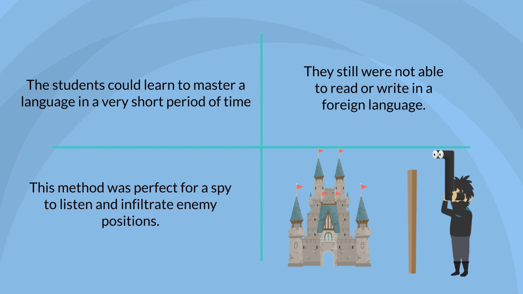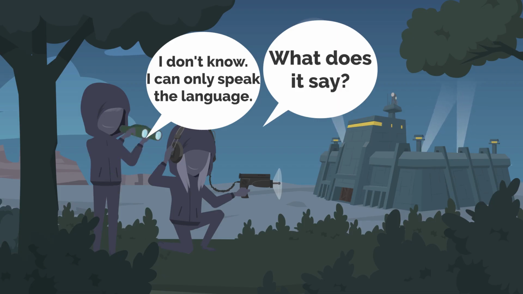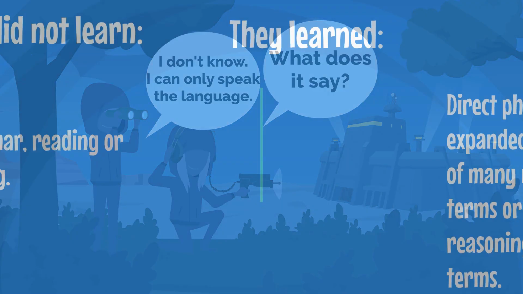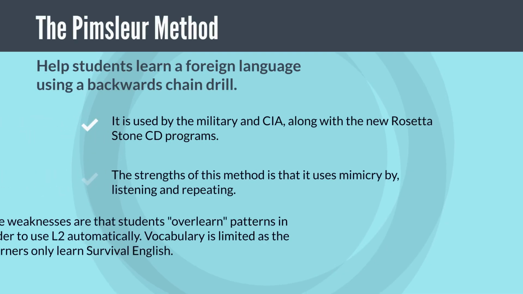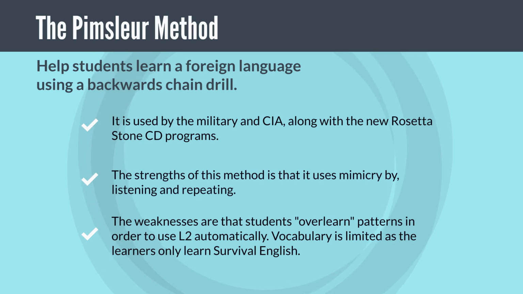This method was perfect for a spy to listen and infiltrate enemy positions. The major problem with learning this method was that students did not learn grammar, reading or writing. They learned direct phrases that weren't expanded with the addition of many new vocabulary terms or grammatical reasoning behind the terms. A new method, PIMSLA, was adopted to help students learn a foreign language using a backwards chain drill. It is used by the military and CIA, along with the new Rosetta Stone CD programs.